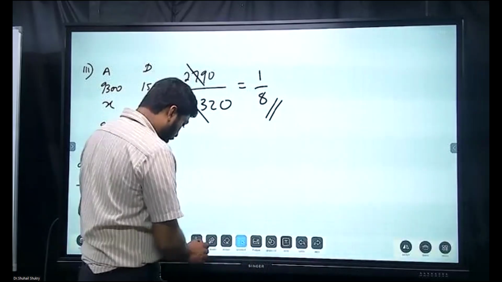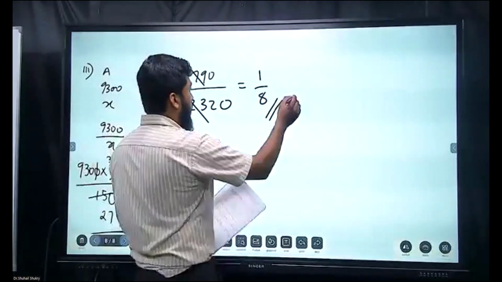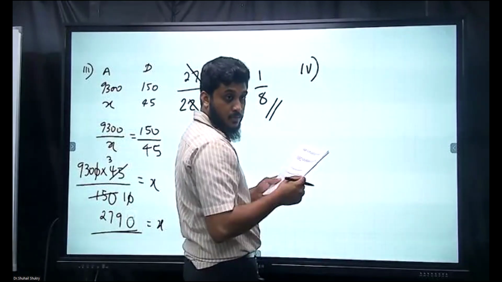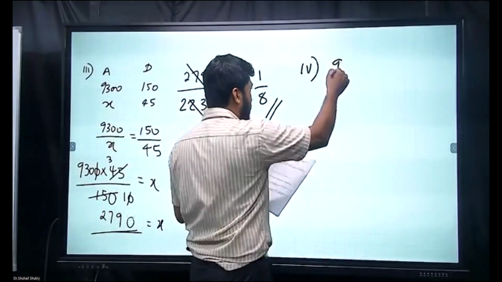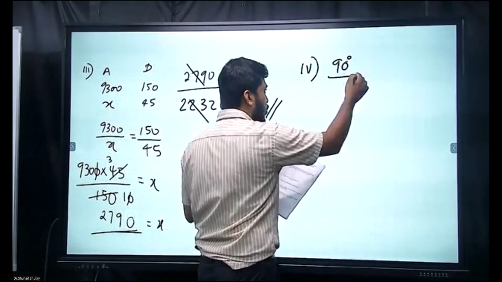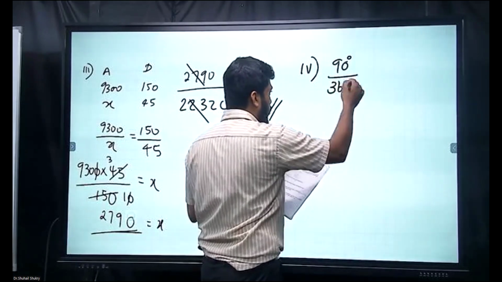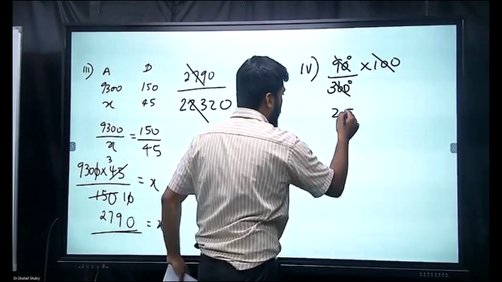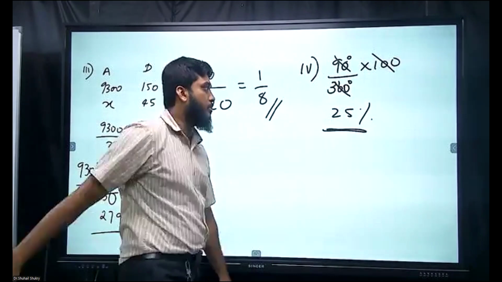Then we can do this this way also, no? Second position received. If they ask as a percentage, what is the second position? Degrees, no? I can write it like this. The second position got only 90 degrees out of 360 degrees. If I write it as a percentage, multiply by 100. If you simplify everything, it is 25%.